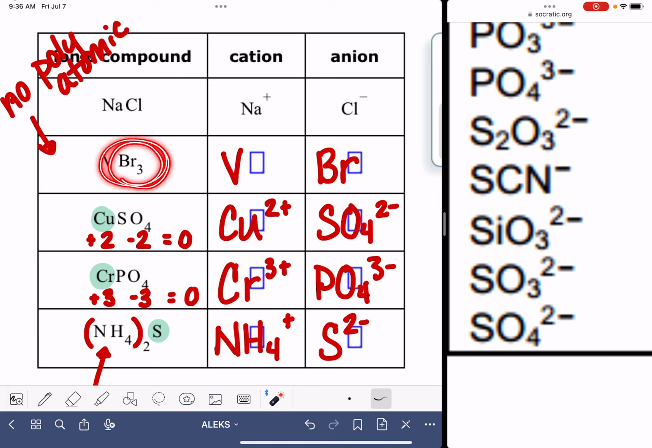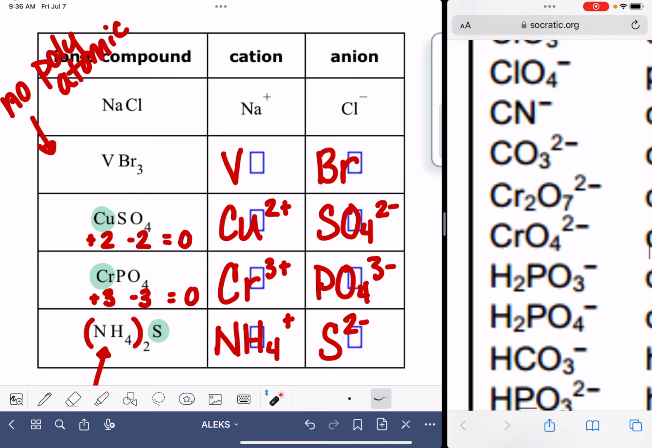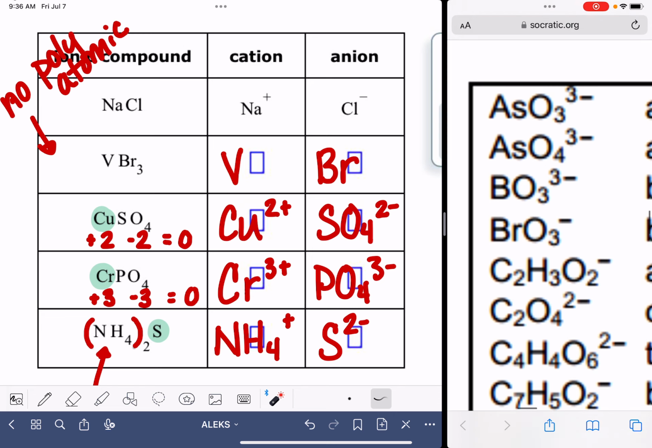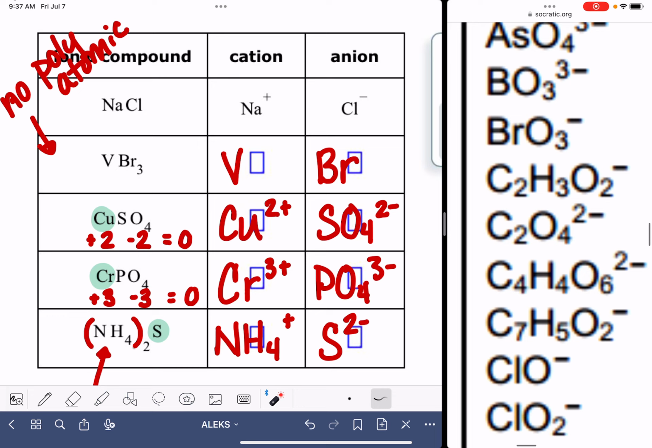Now, if you're feeling like you're not going to know whether the 3 should be included or not, if you cannot find it on this list of polyatomic ions, then you should not be including the quantity. The little 3 should be left out completely, right? So that's the case. You're not going to find bromine all by itself on this table of polyatomic ions, which means this 3 does not belong over here.